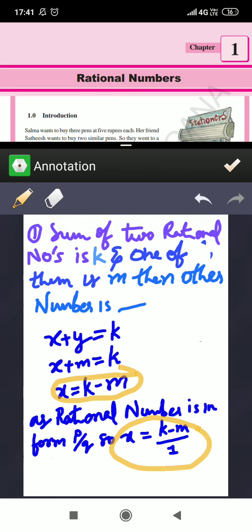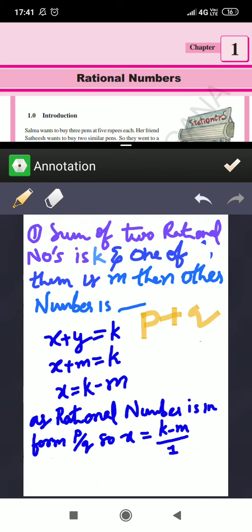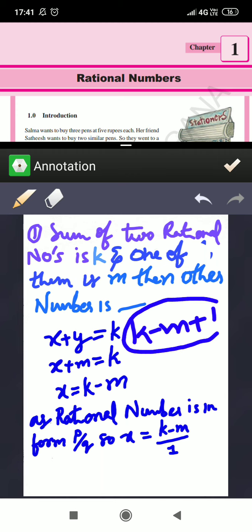1. So here I introduced one more question also. If they ask p plus q, where this is in the form of p by q, then p plus q is equal to how much? Now think about it. k minus m plus 1 is the answer at that time, whenever they ask p plus q.